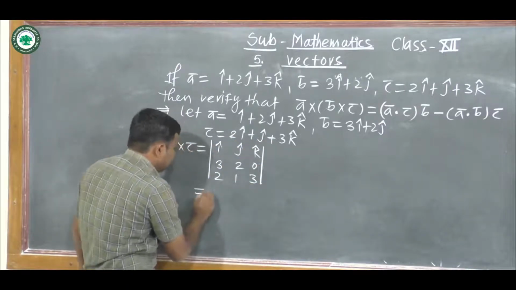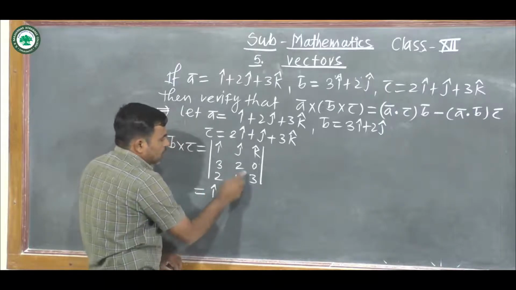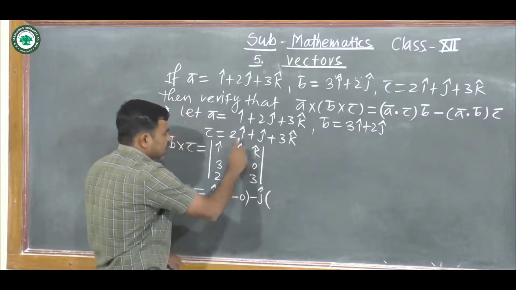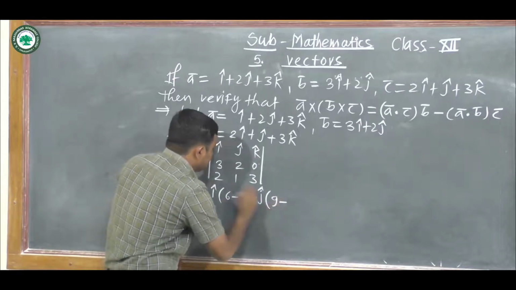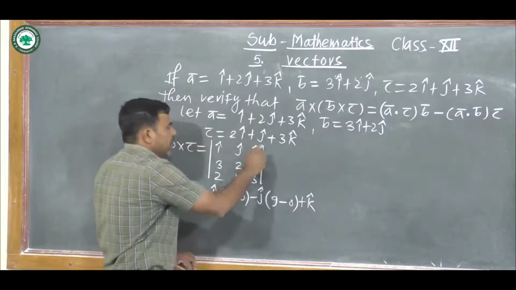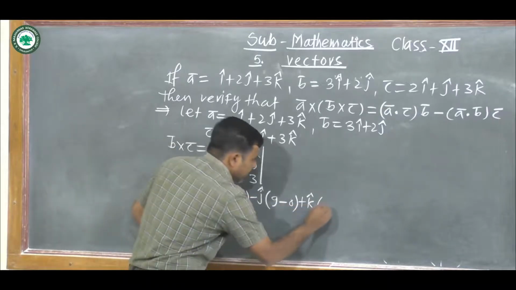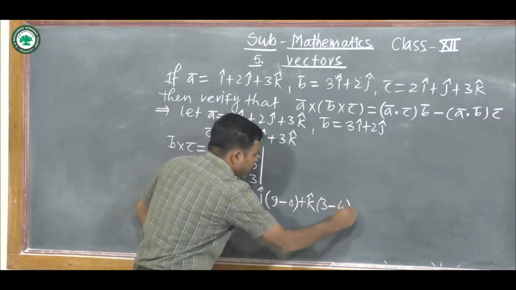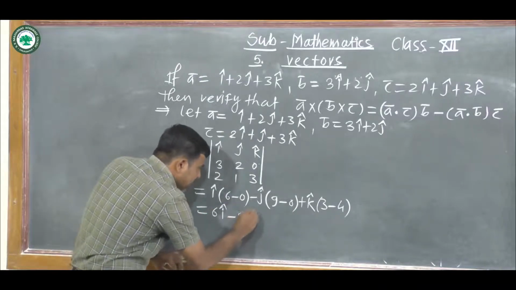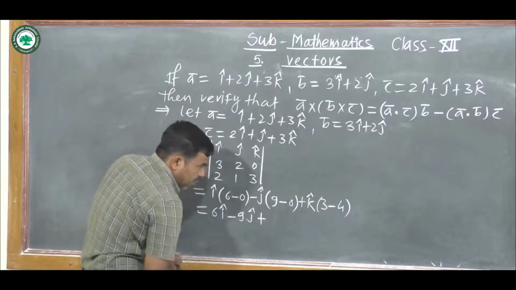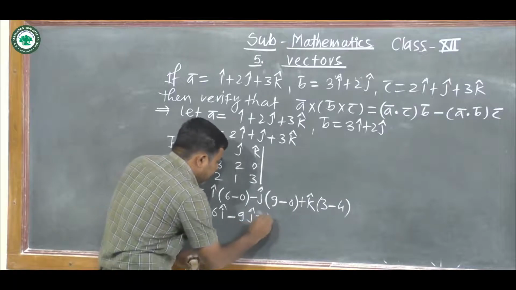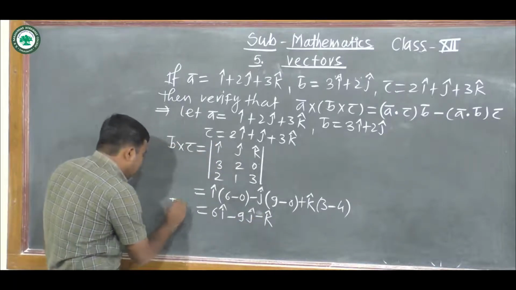It is equal to, see, i cap in bracket 2 into 3 is 6 minus 0, minus j cap in bracket, leave first row second column, 3 into 3 is 9 minus 2 into 0 is 0, plus k cap in bracket, leave first row third column, 3 into 1 is 3 minus 2 into 2 is 4. So it is equal to 6i cap minus 9j cap plus k cap into 3 minus 4. 3 minus 4 is minus 1. So it is minus k cap. So this is your B bar cross C bar.